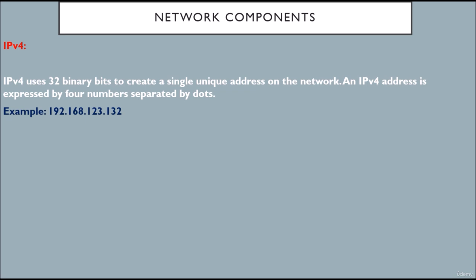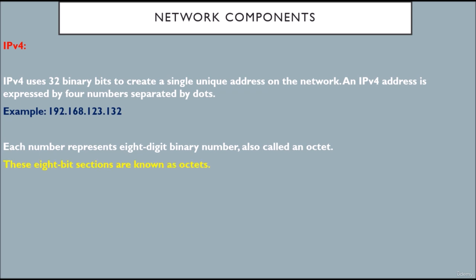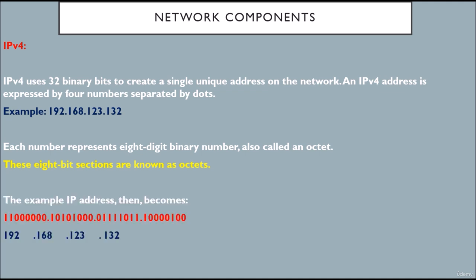And here's an example. Each number represents an 8-digit binary number, also called an octet. These 8-bit sections are known as octets. The example IP address then becomes, and you can look at this example, if you see zeros and ones, these are the 8-bit sections known as the octets. Your computer only understands zeros and ones, but when you see an IP address, you can understand it better, and that's how it looks.